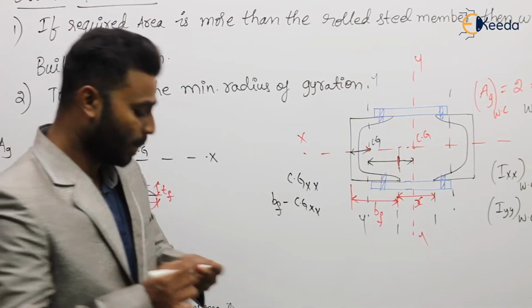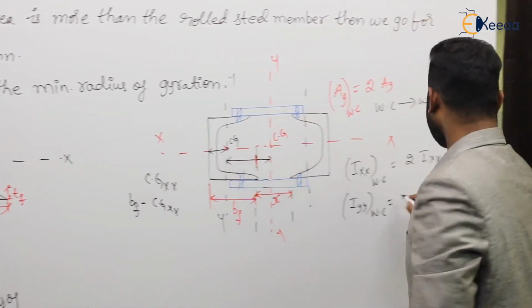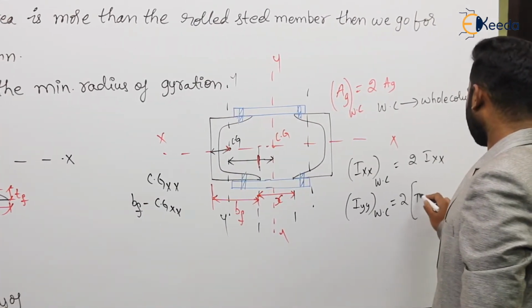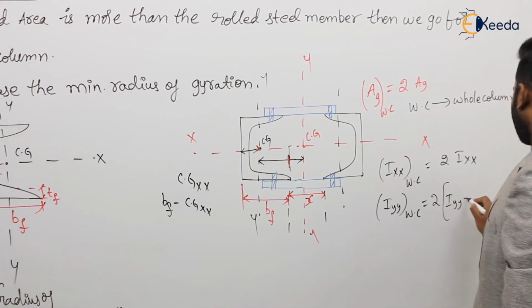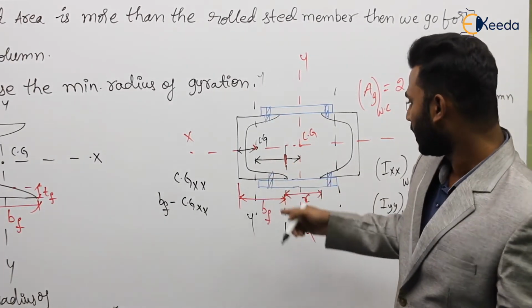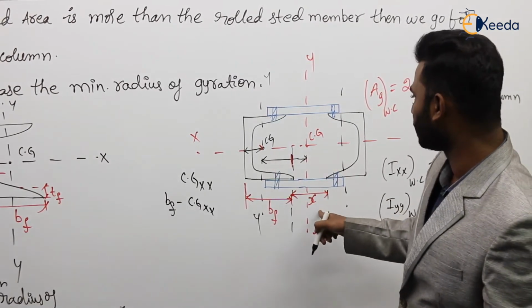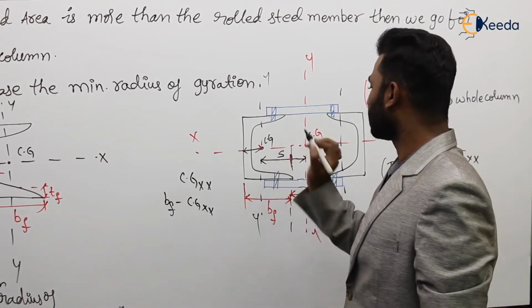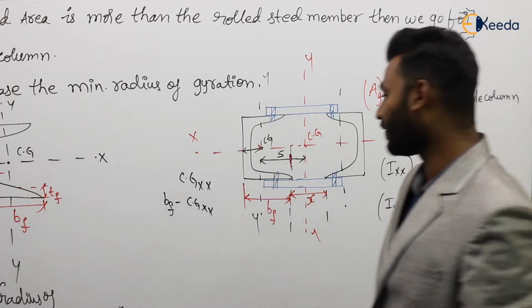So how to find it now? Twice Iyy plus Ag. So give some notation here. It is in x direction, already we have used, so give it as S. Agree. So what is the value of S here?